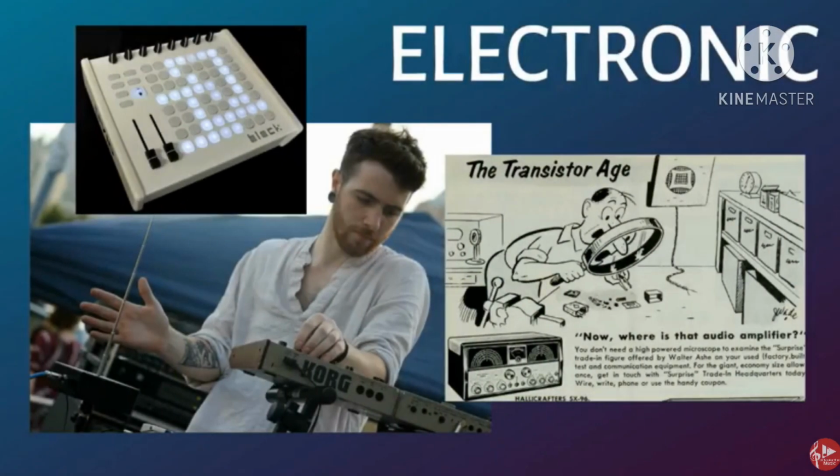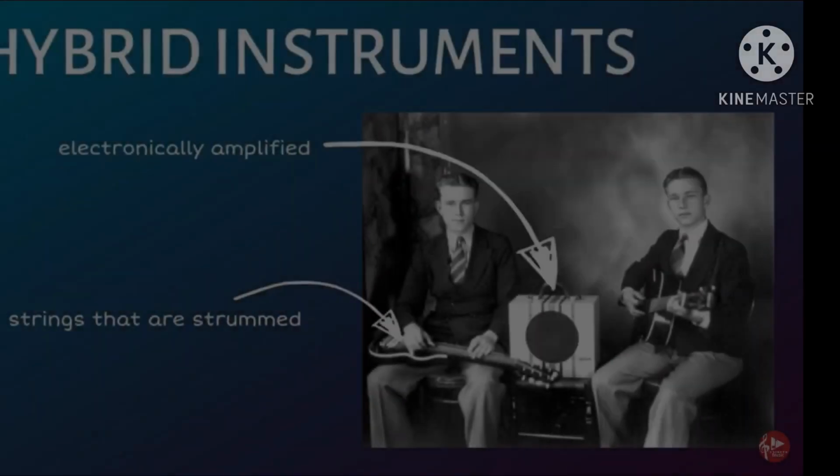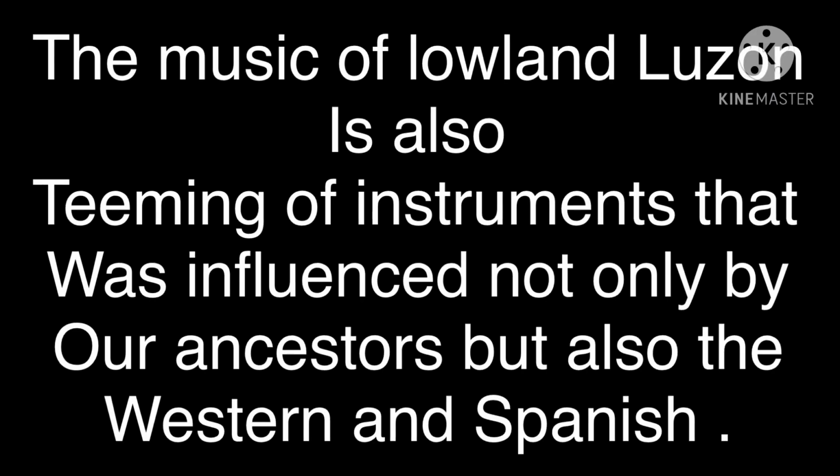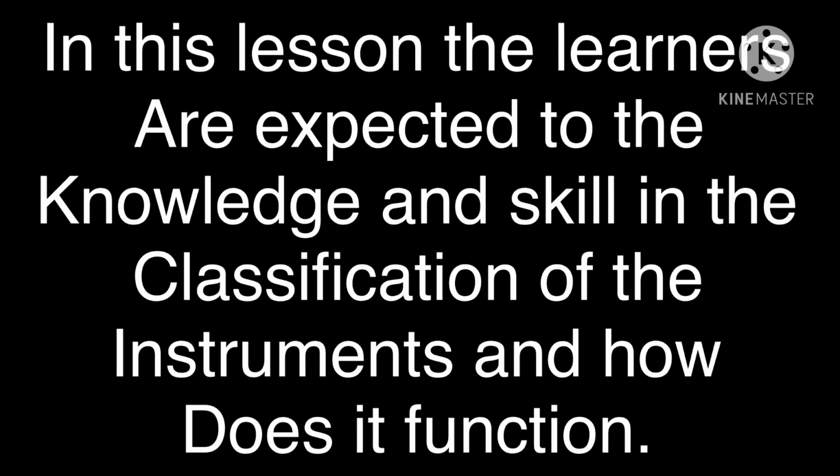We also have electronic instruments. Since electricity became available, electronic instruments produce sounds through the use of electronic amplification. We have the hybrid instruments such as the electric guitar, part string and electronically amplified. The music of Lowland Luzon is also teeming with instruments that were influenced not only by our ancestors but also by the Western and Spanish. In this lesson, the learners are expected to gain knowledge and skill in the classification of the instruments and how they function.